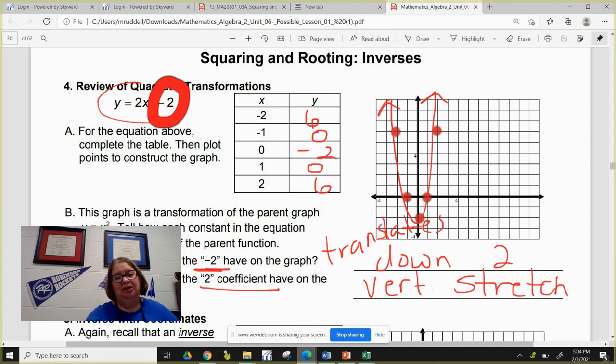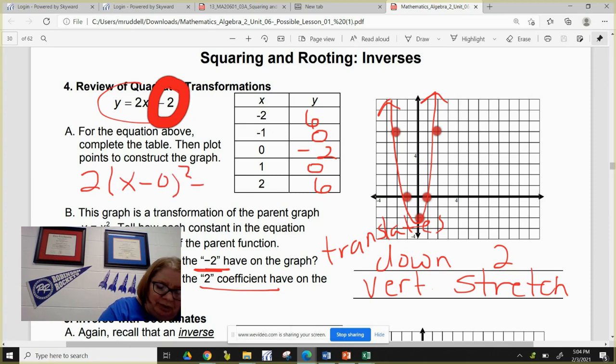It just doesn't have an H. It has a K, but it doesn't have an H. We could also write that as 2 times x minus 0 squared minus 2. It's the same thing because this is 0, which gives us the same equation as that.